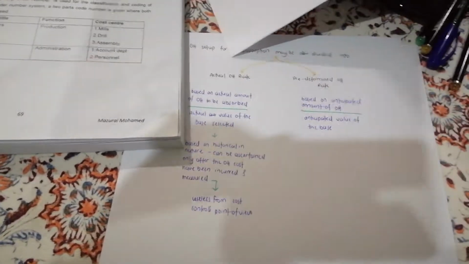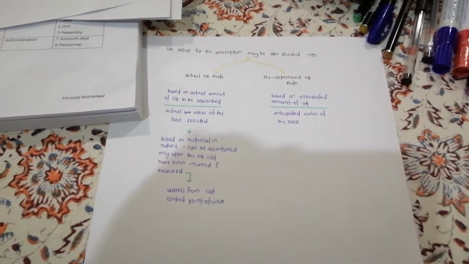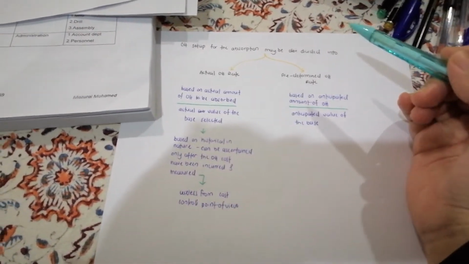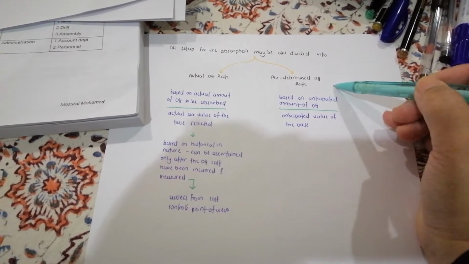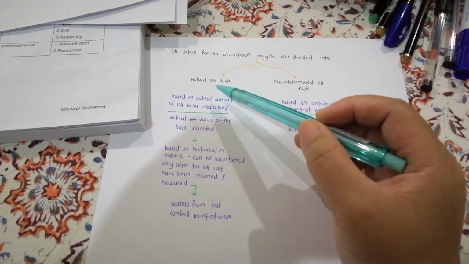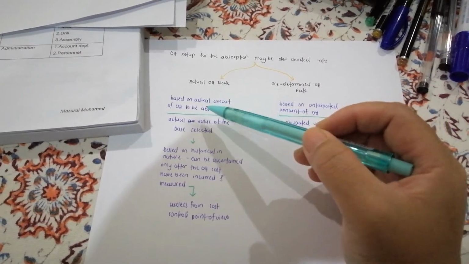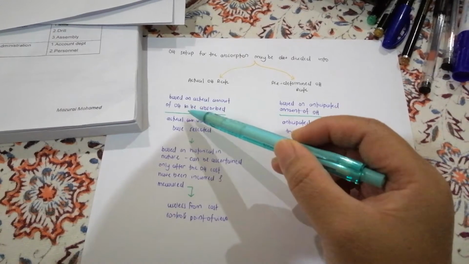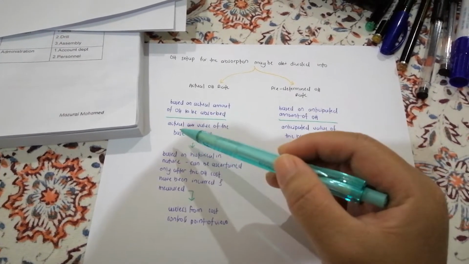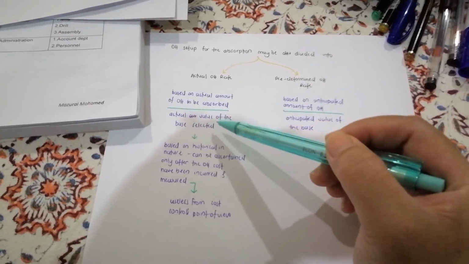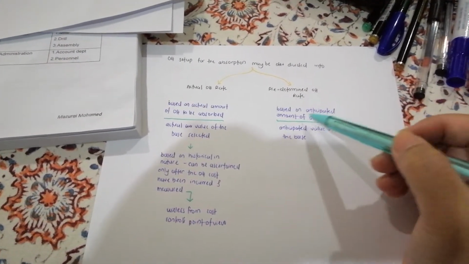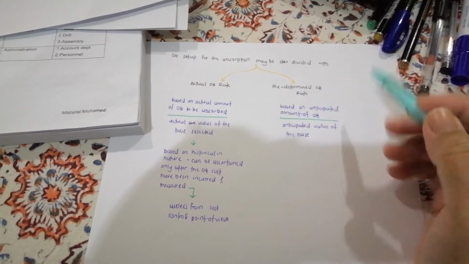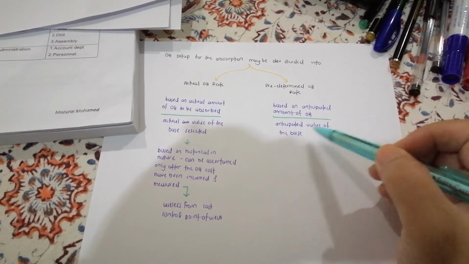So we will use the predetermined rate. Maybe a question will be asked: why not use the actual, and why do we choose to use the predetermined overhead rate? We can use the actual overhead rate, where we take the actual amount of overhead that occurred and divide it by the actual value of our base. Compared to the predetermined, we take the budget, the anticipated amount of overhead, and divide it by the anticipated value of the base.